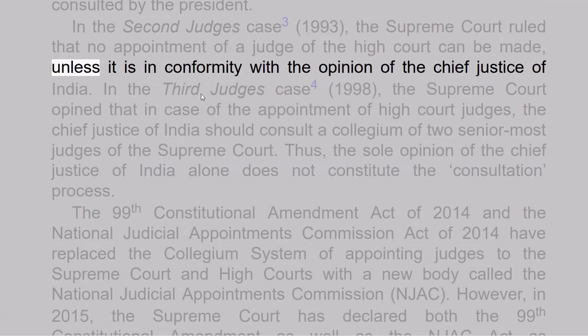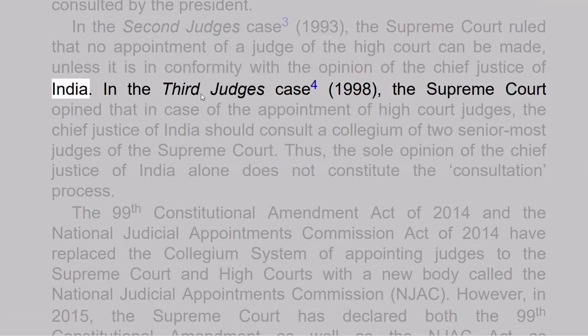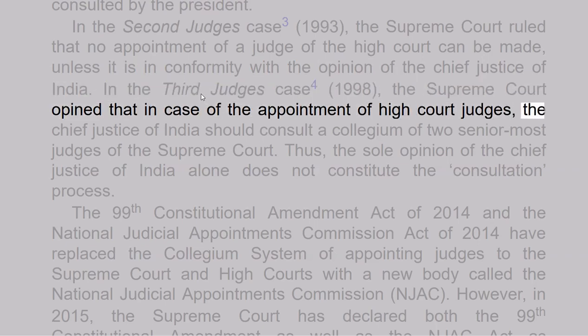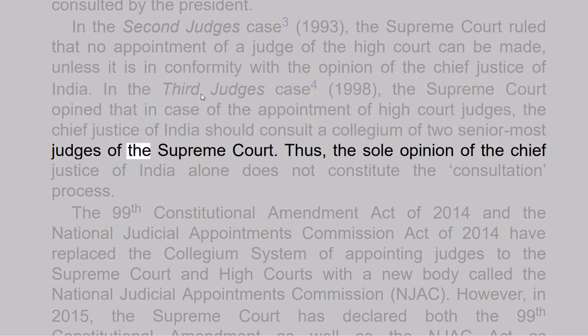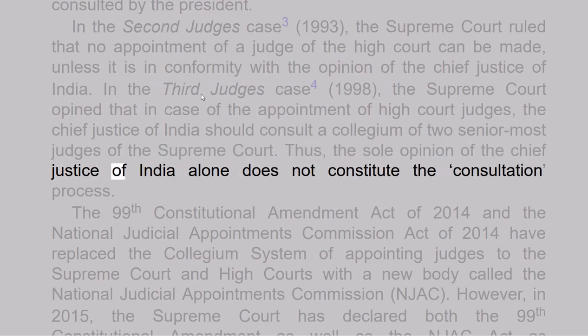In the Second Judges Case, 1993, the Supreme Court ruled that no appointment of a judge of the High Court can be made unless it is in conformity with the opinion of the Chief Justice of India. In the Third Judges Case, 1998, the Supreme Court opined that in case of the appointment of High Court judges, the Chief Justice of India should consult a collegium of 2 senior-most judges of the Supreme Court. Thus, the sole opinion of the Chief Justice of India alone does not constitute the consultation process.